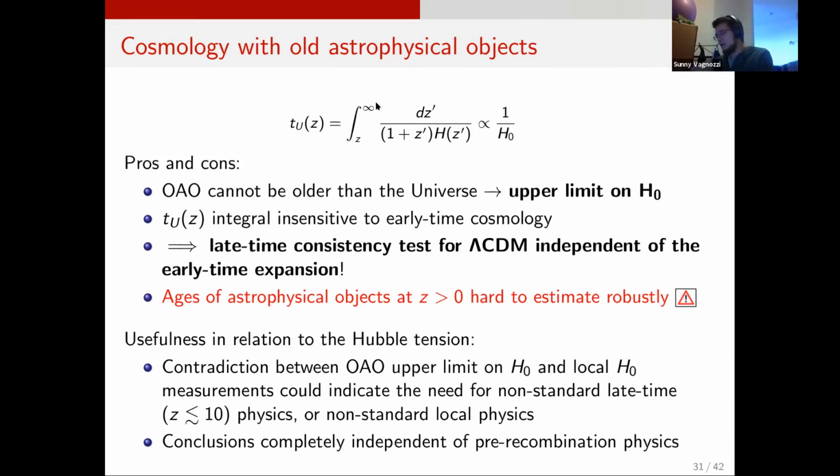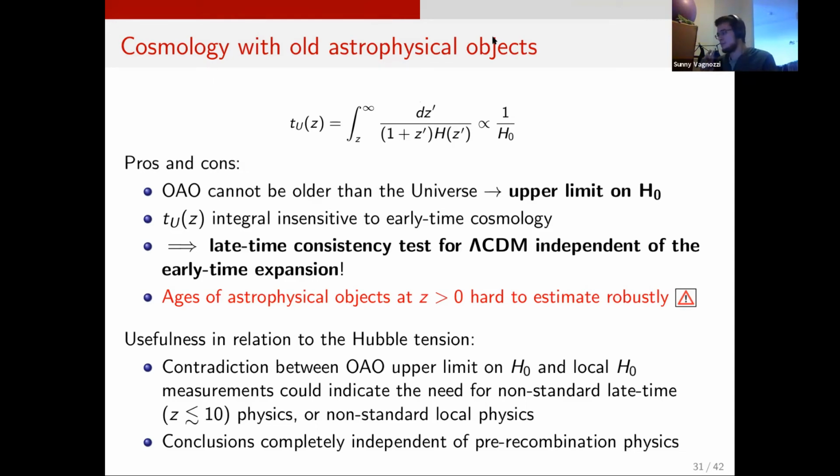And the interesting way to use this as a consistency test is, okay, we can get an upper limit on H0 from this test. If this upper limit contradicts the local measurements from Adam Riess, for example, this is going to tell us that there's the need for some new physics at late times, okay? Because this integral only cares about late times.